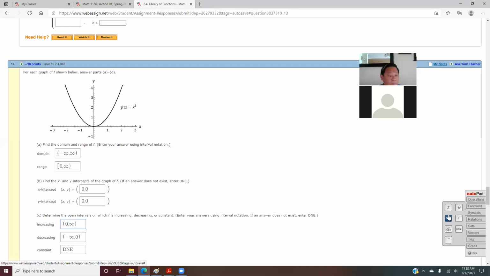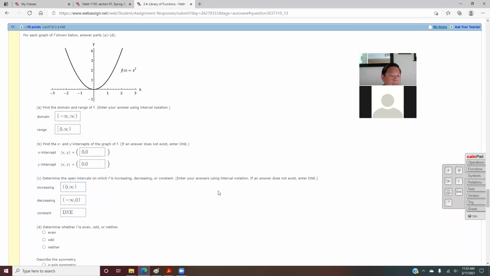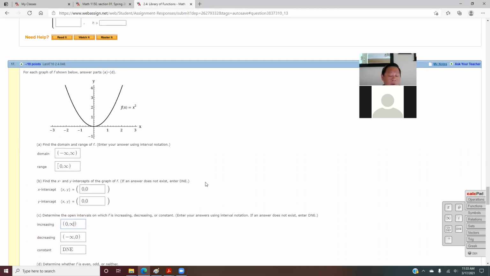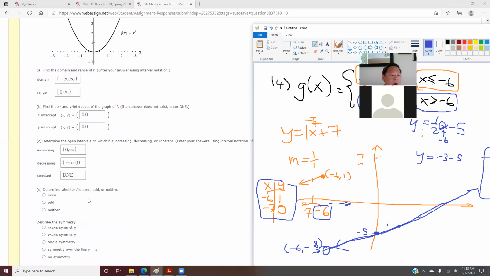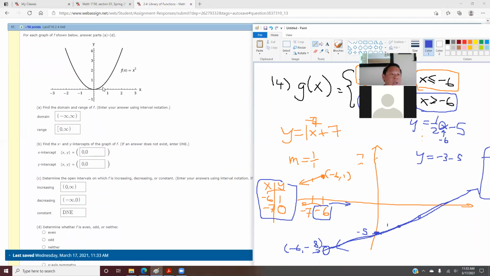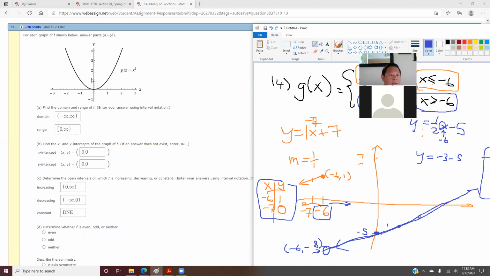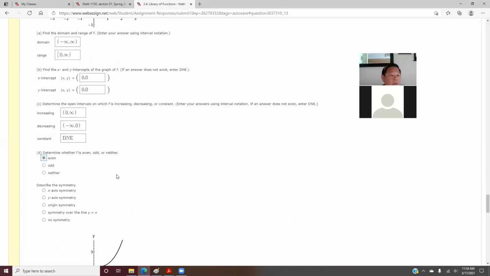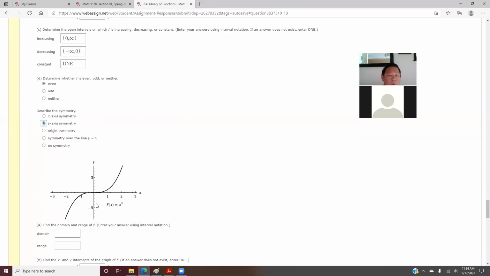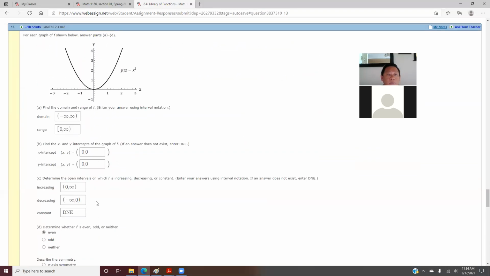So is this even, odd, or neither? As I mentioned early on, even means it's symmetrical on the y-axis, odd means it's symmetrical on the origin. So is this symmetrical with the y-axis? Yes, because when you fold this, if you have a paper and you fold right here, these two will coincide. So in this case, it is symmetrical. It's even, so it's symmetrical to the y-axis. You okay with this one?